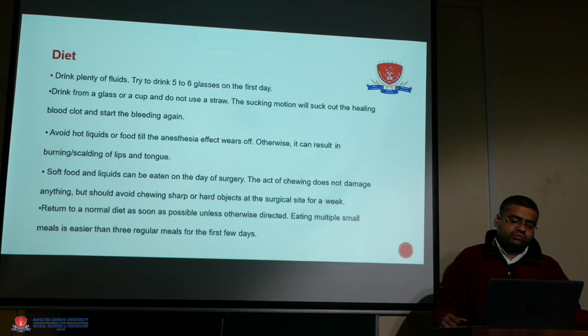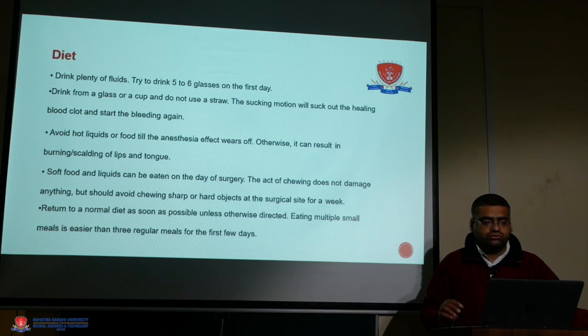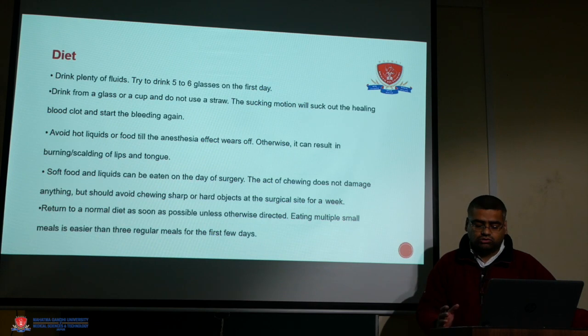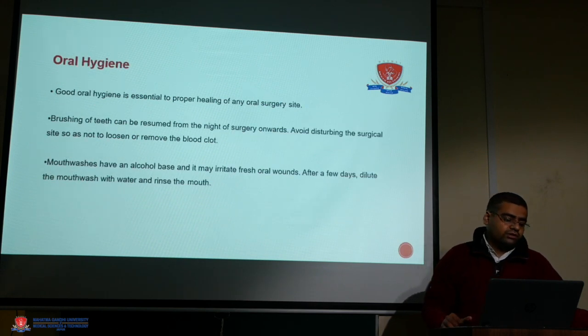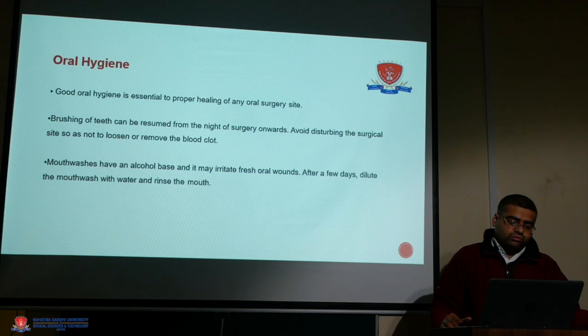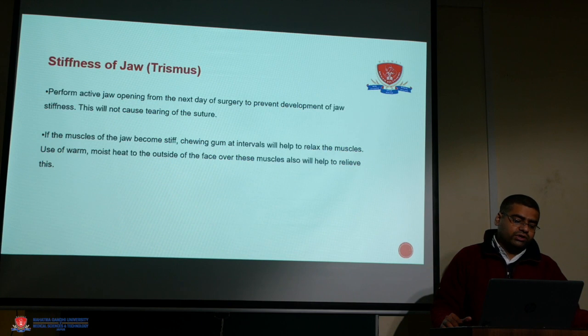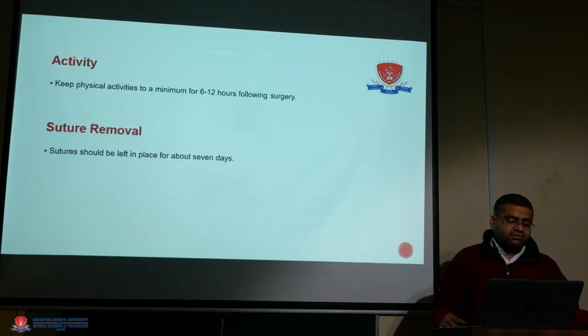Then diet: drink plenty of fluid, 5 to 6 glasses on the first day, don't use a straw, and avoid hot food for the first day, and then normal diet should be taken. Then oral hygiene has to be maintained with gargles, mouthwash, betadine and all, and the clot has to be formed, not removed. Stiffness, trismus sometimes happen, then we have to do exercises. Okay, then activity and suture removal after 7 to 15 days.